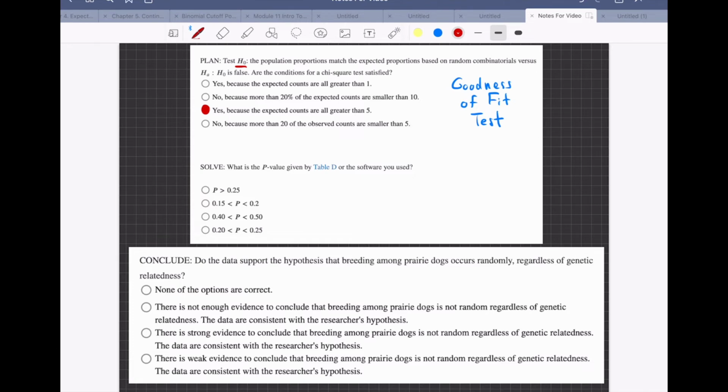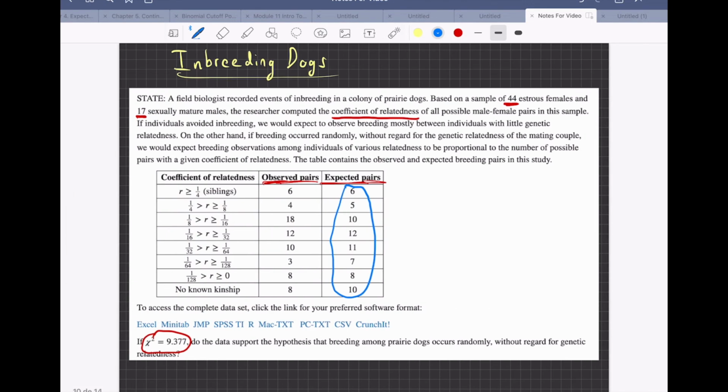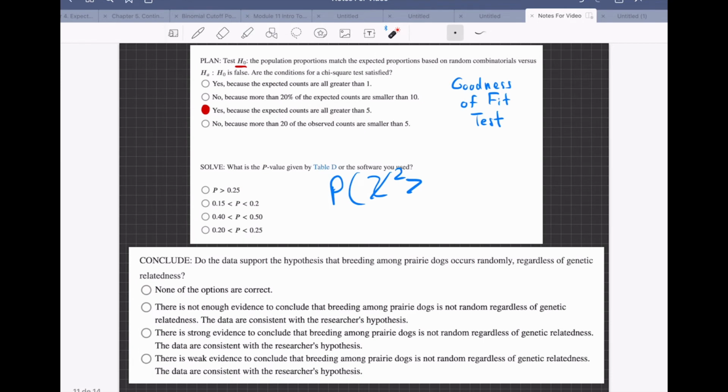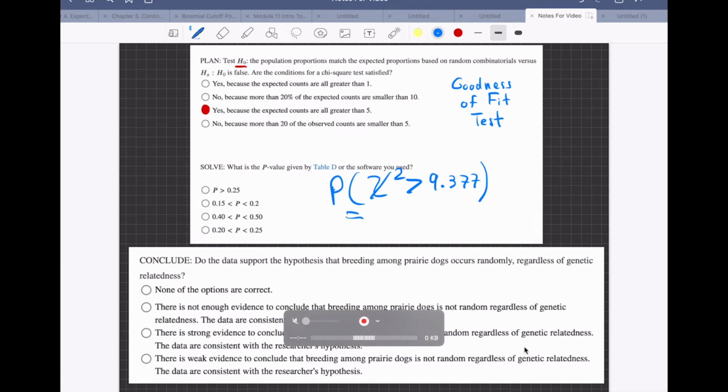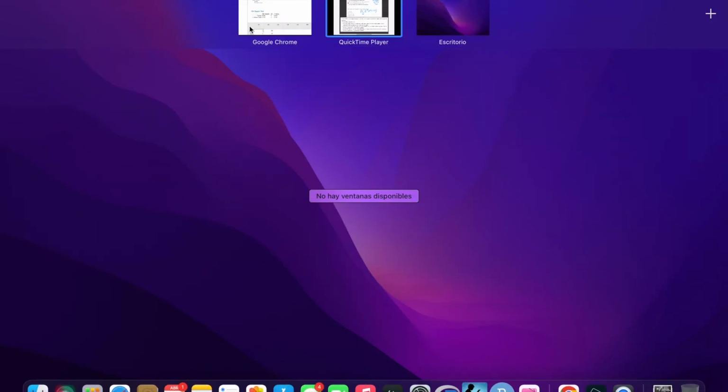What is the p-value given by the table or the software you use? The p-value is computed with the probability that the chi-square distribution is greater than the value of the test statistic. In this case, the test statistic is 9.377, and we need to compute this. How do we compute this? We have to use Minitab. So go to Minitab.